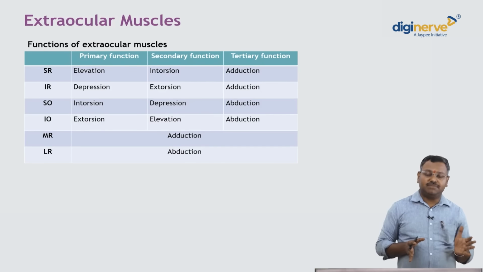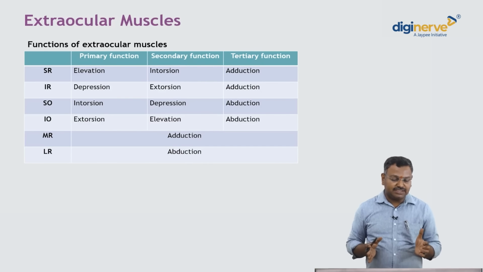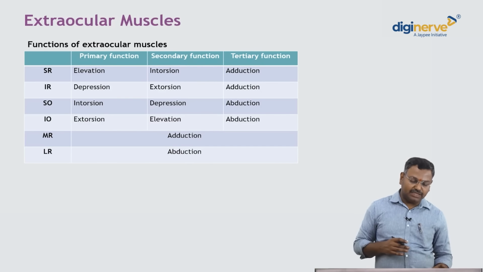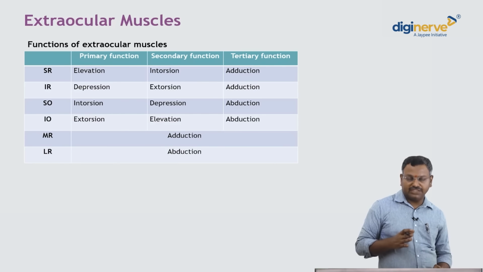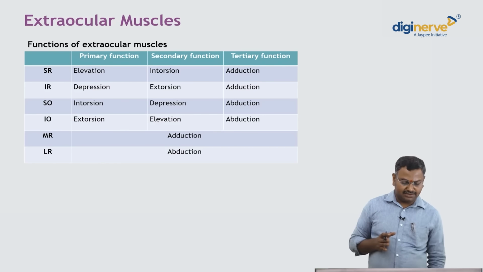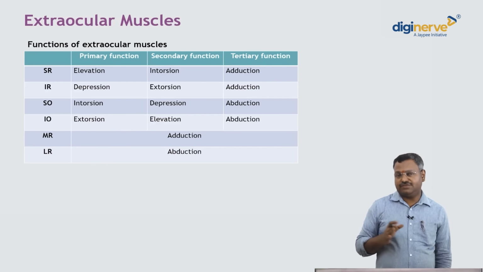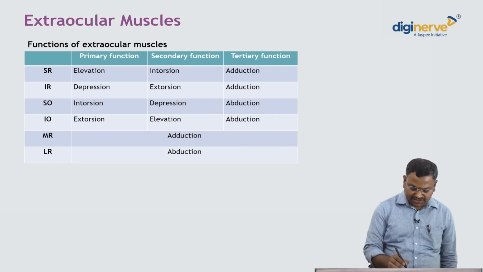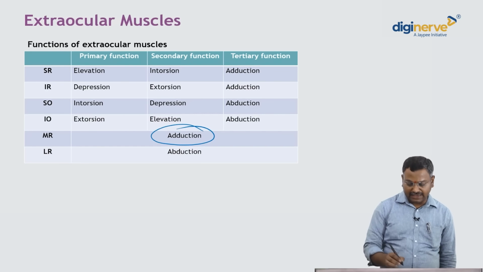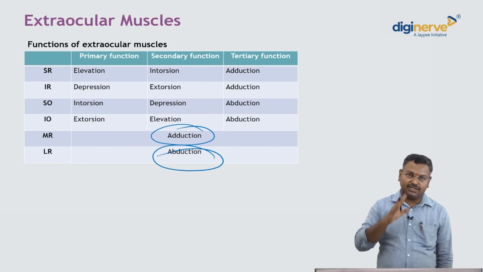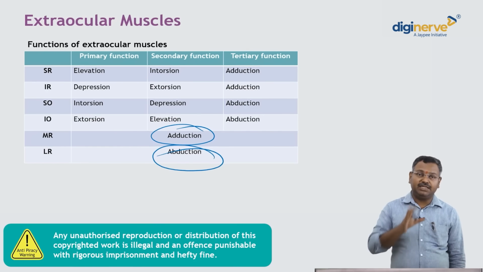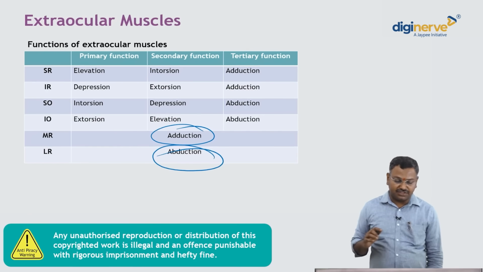Coming on to the extraocular muscles, you have the 6 extraocular muscles, the 2 obliques and the 4 rectus. So we have superior rectus, inferior rectus, superior oblique, inferior oblique, medial rectus and lateral rectus, each of them having various functions. The medial rectus's primary function is adduction, the lateral rectus is abduction, it takes out. They are primary only, they don't have any secondary or tertiary function.